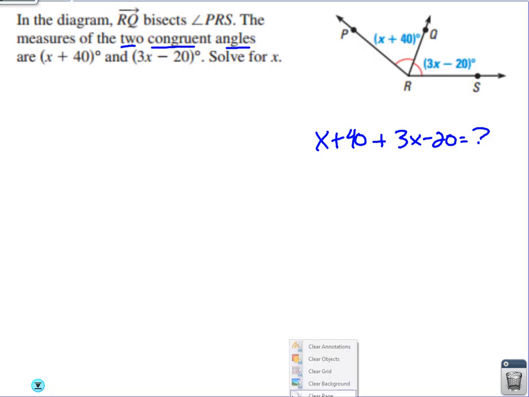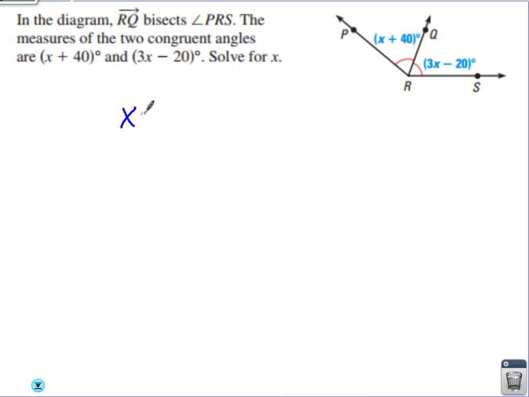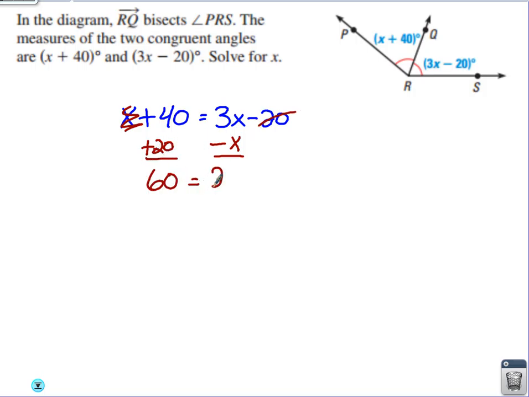So instead of setting it up like that, we have to set it up as x plus 40. What do I put next? Good. 3x minus 20. The 2 angles have to be equal because RQ is an angle bisector. Let me solve this, Brianna. What do you want to move? X or 3x? How do you move it? Good. Mark it off. Now what do I move? 40 or 20? Good. How do I move it? Perfect. Mark it out. So now I have 60 equals 2x. So x is anybody? 30.